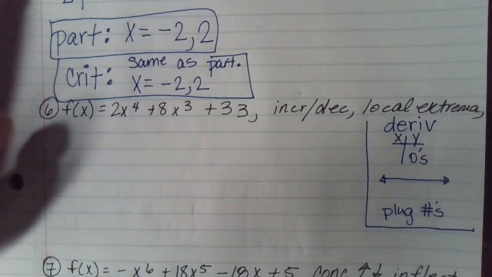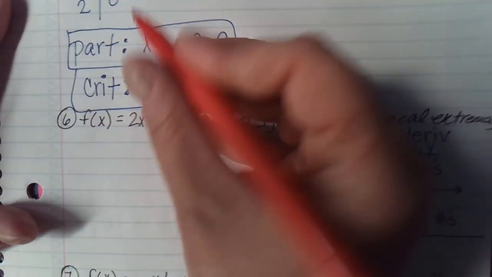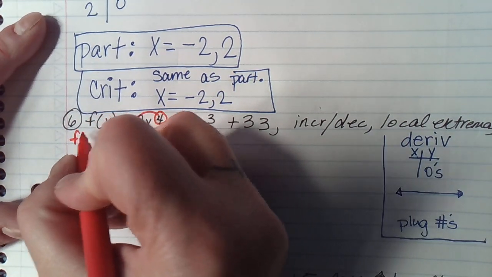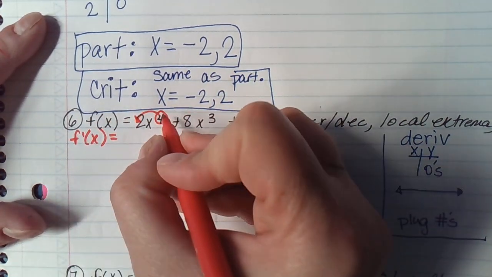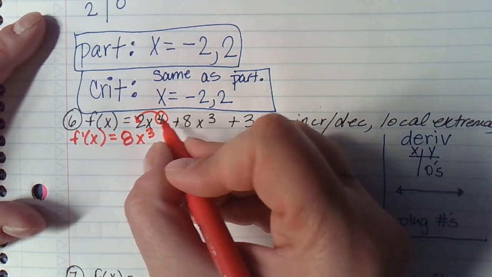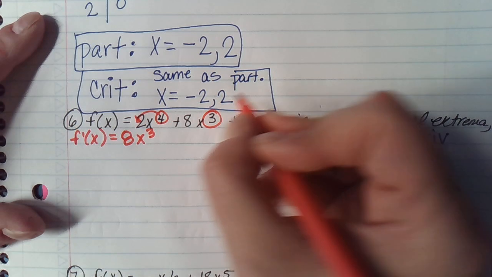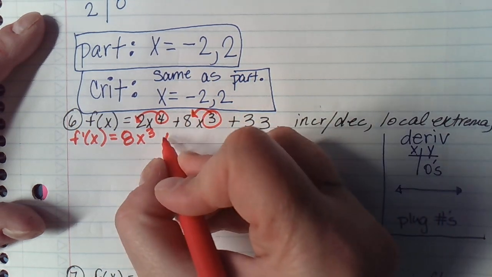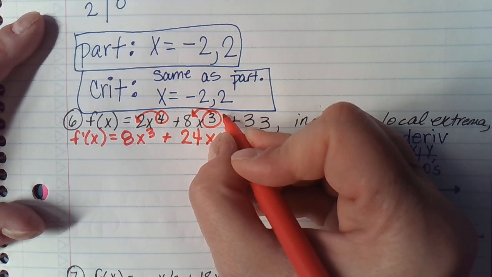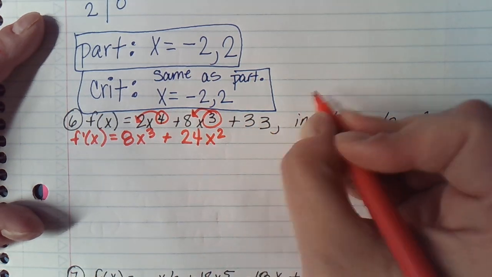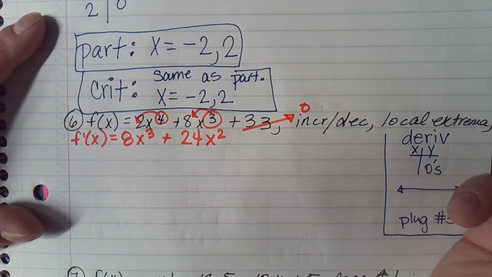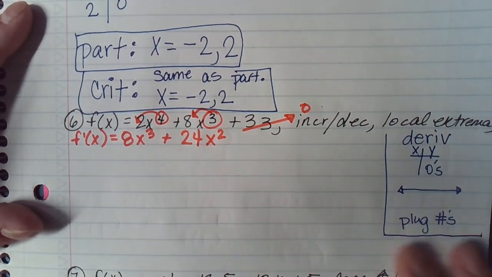Let's find the derivative. This 4 comes down and multiplies with the 2. So we get f prime of x equals 4 times 2 is 8. Subtract 1 from the exponent, 3. Keep going. Exponent times the number in front, 3 times 8 is 24. Subtract 1 from the exponent, 2. And then naked numbers or constants just go to a 0. So we got our derivative.